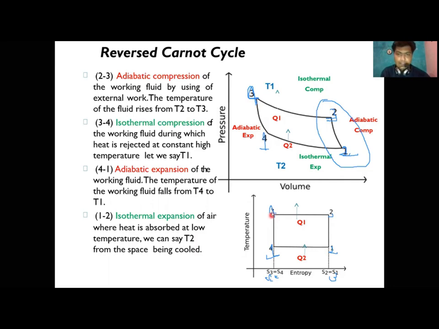See in the TS diagram, 4 to 1, S4 equals S1, entropy constant. And 1 to 4 is the isothermal expansion process, where heat is absorbed, that is Q2, but temperature is constant, that's why T1 equals T4.